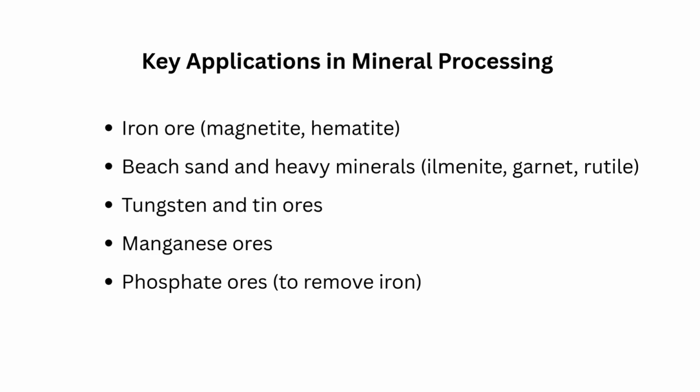Phosphate ores often contain iron oxide contaminants, such as magnetite, hematite, or goethite. These impurities can reduce the quality of the final phosphate concentrate and affect downstream applications like fertilizer production. Magnetic separation is applied as a cleaning step to remove iron impurities, improving the product's chemical purity and market value.